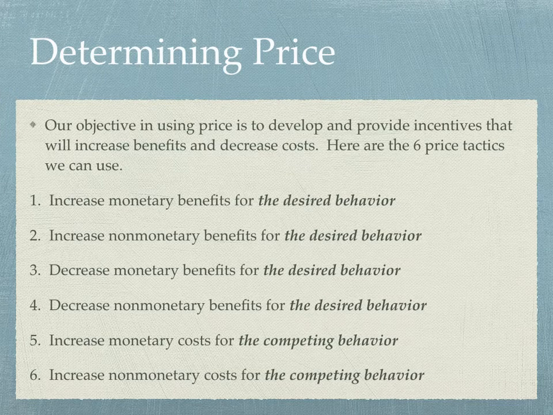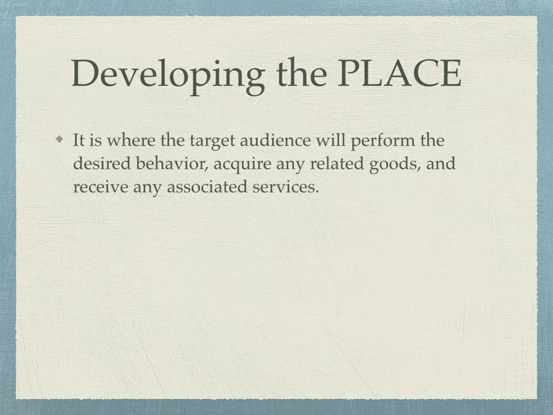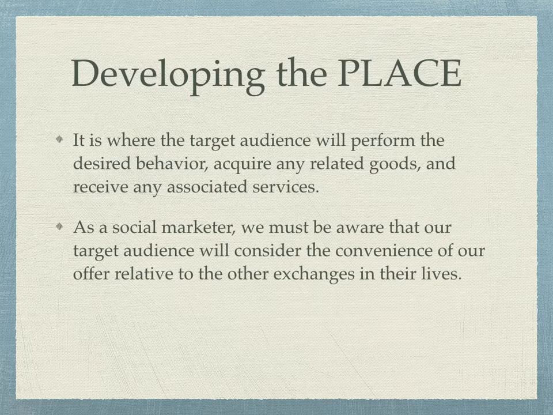All right. The third P, or the third part of the marketing mix, is the place. So how do we develop the place where our target audience will perform the desired behavior, where they can acquire any related goods and receive any associated services? So, for social marketing, we must be aware that our target audience will consider the convenience of our offer relative to other exchanges in their lives, so your competitors, so to speak.